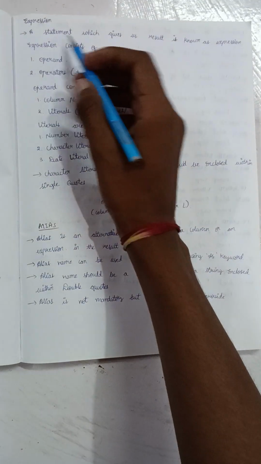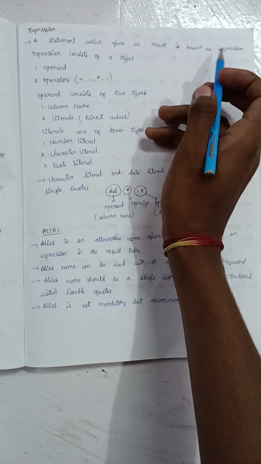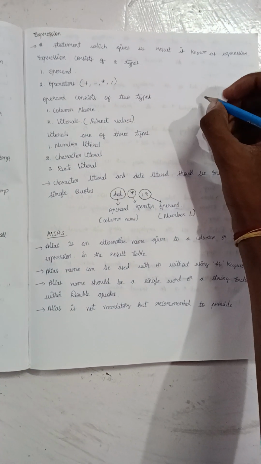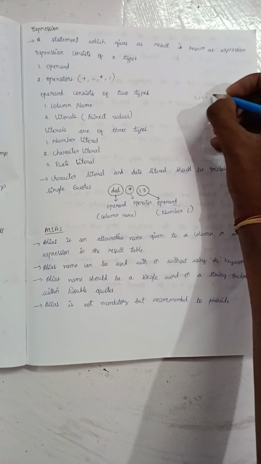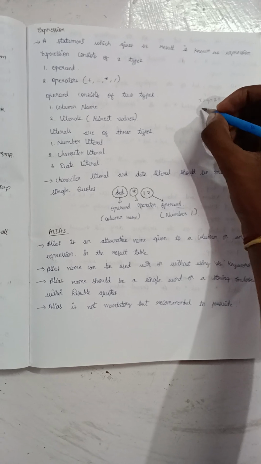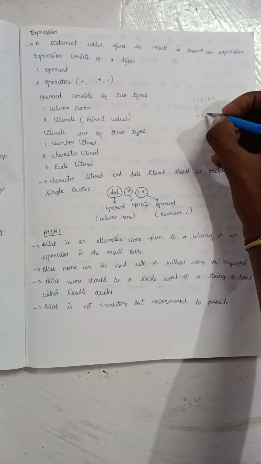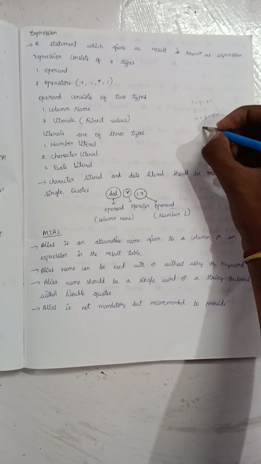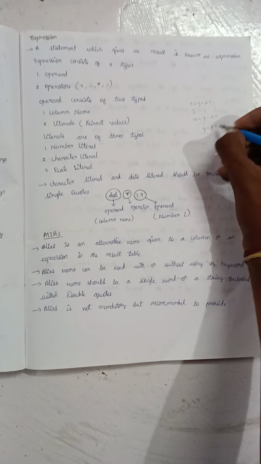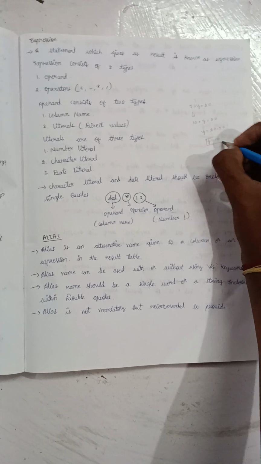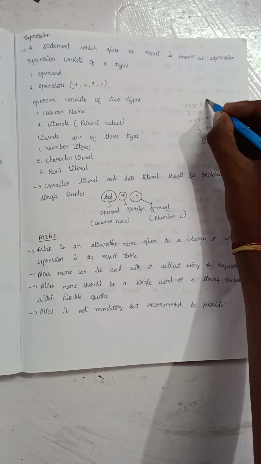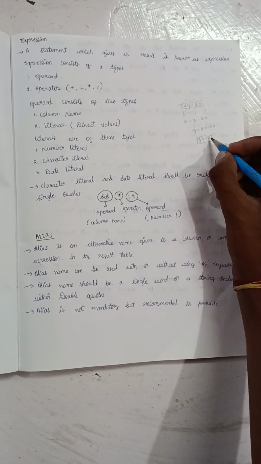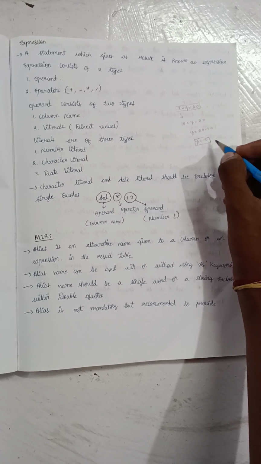Expression: a statement which gives us a result is known as an expression. Suppose we have an expression x plus y is equal to 20. Suppose the x value is 10, then 10 plus y is equal to 20, so y is equal to 20 minus 10, y is equal to 10. So it is a statement which gives us a result. It is known as an expression.